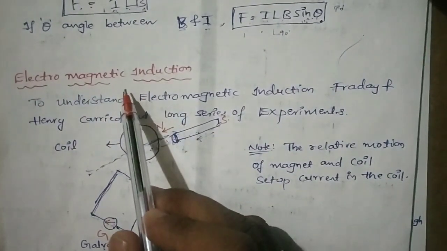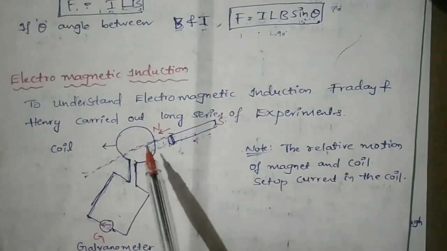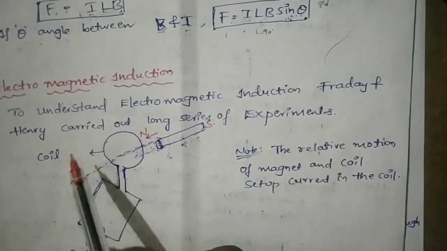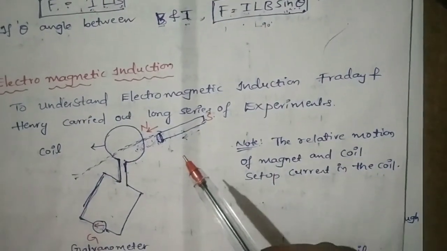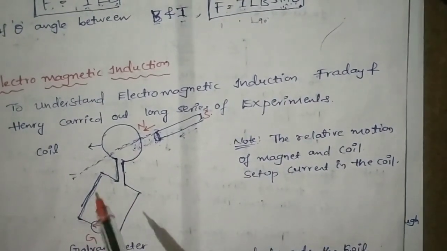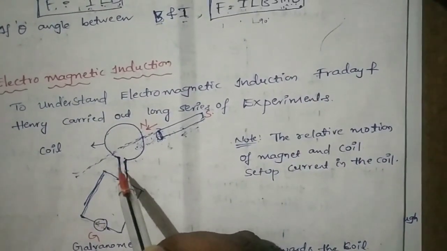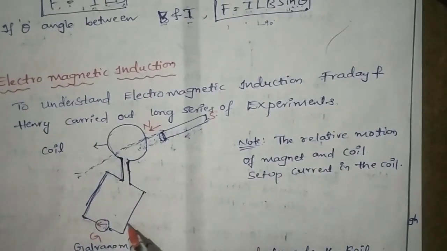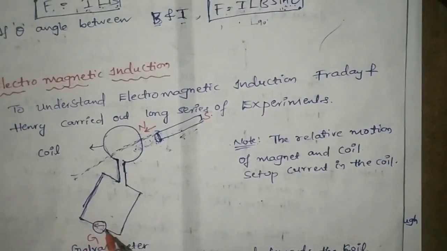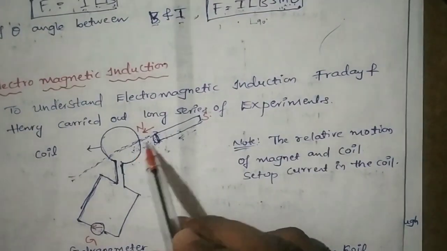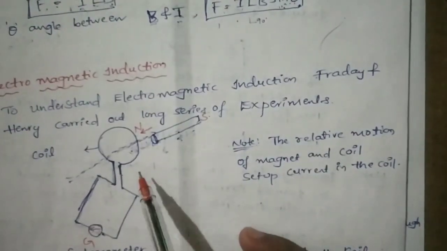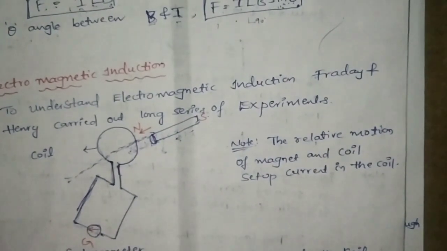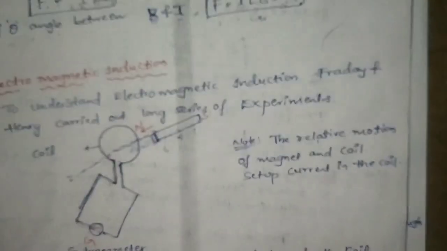First of all, what is meant by electromagnetic induction? Let us see. To understand this, the scientists Faraday and Henry carried out some experiments, and finally they concluded the following. When you keep a circular coil connected to a galvanometer, and there is no magnet near the coil, then the deflection in the galvanometer is null. That is, it doesn't show any deflection.